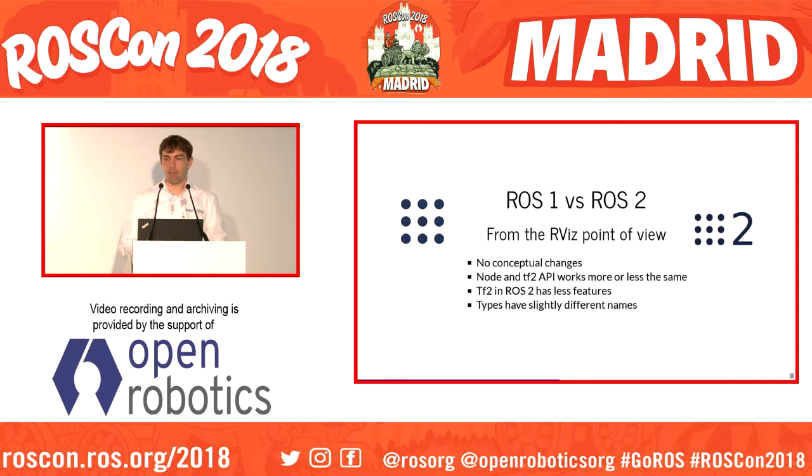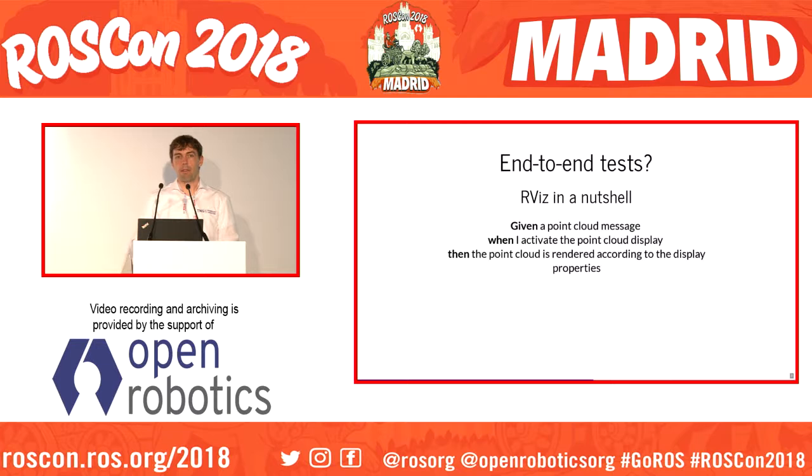Having said that, I want to continue with the end-to-end tests. And for that, let's first recap what RViz is doing at its core. If you formulate it in a typical test sentence, let's say you give it a point cloud message, for example. Then if I start RViz and activate the point cloud display, I expect the point cloud to be shown on the screen, according to the properties I switched on in the display properties. So this is one of the central RViz use cases.